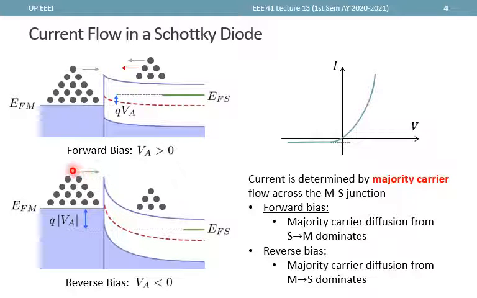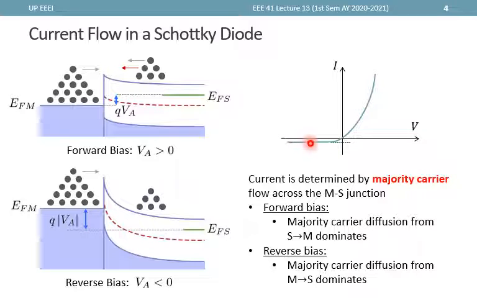So there is a net flow of electrons from metal to semiconductor, from left to right, and that leads to a current that is leftwards, or from semiconductor to metal, and so we get this negative current here.